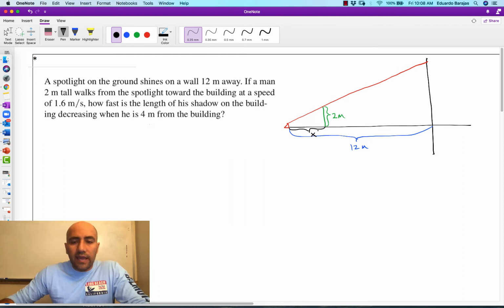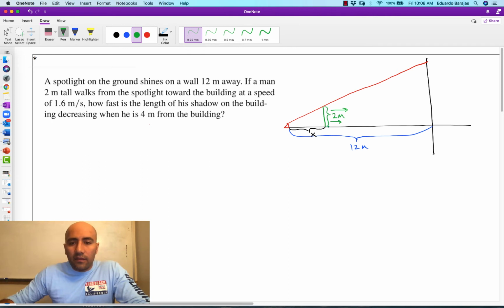Call this distance x. And now we could call the distance, so this is the distance from the light to the man, right? And we know that that's going to get bigger and bigger and bigger as he's walking this way, right? This man is walking in this direction. So we know that x is going to be increasing.